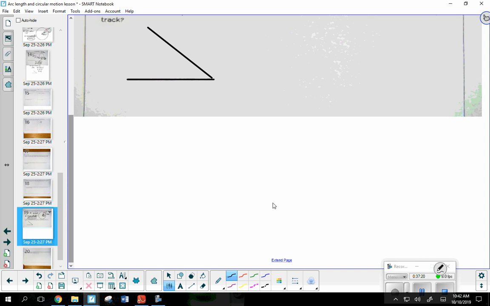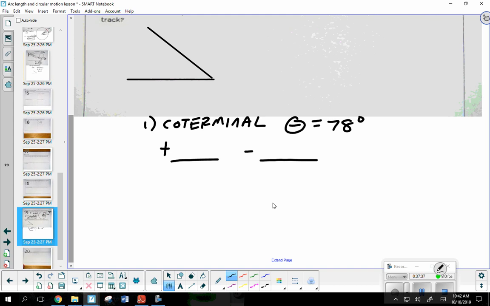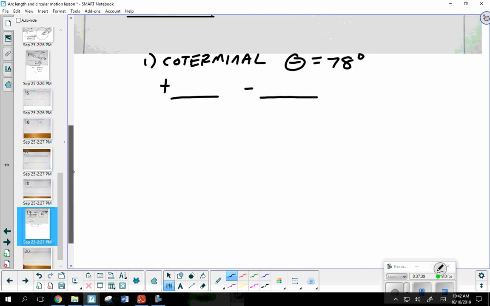Okay. You were wanting to find a coterminal angle. What was the measure I gave you on number 1? Theta equals 78 degrees. Okay, so you wanted one positive and one negative? Okay. So let's see what we got here.